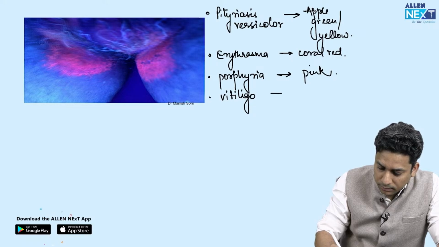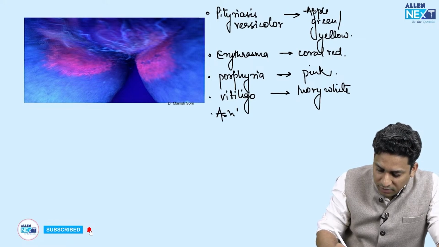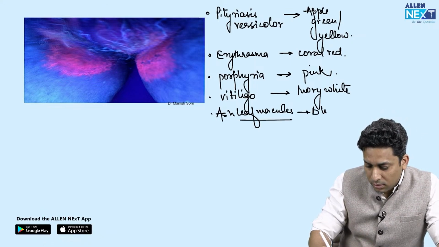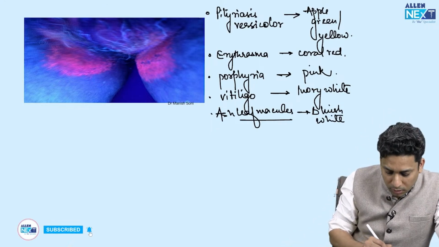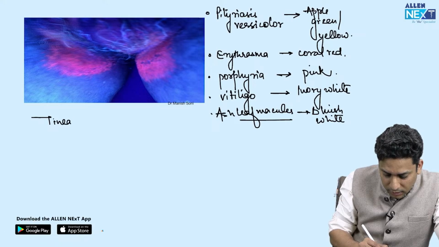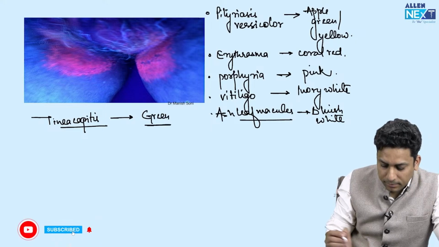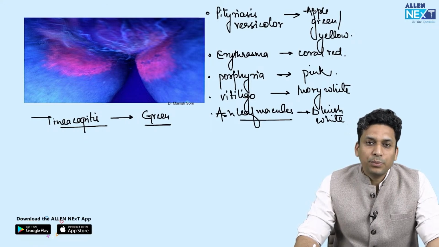In vitiligo, ivory white. In ash leaf macules, which are seen in tuberous sclerosis, bluish white color is seen. And the most important one, tinea capitis, under Wood's lamplight appears green. So these are various colors which can be seen under Wood's lamplight in these various conditions.